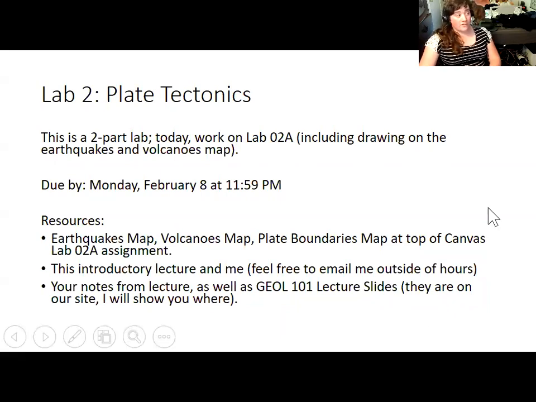So you have quite a few resources available to you with plate tectonics. The maps I showed you, as well as a plate boundaries map, can be downloaded at the top of the Canvas assignment. This intro lecture, I'm going to upload this for reference. I'm going to upload both the recording as well as the slides themselves to Canvas, so you can use them for reference. And any notes that you have from the Geology 101 lecture will probably help you quite a bit with this. Any notes you have related to plate tectonics.